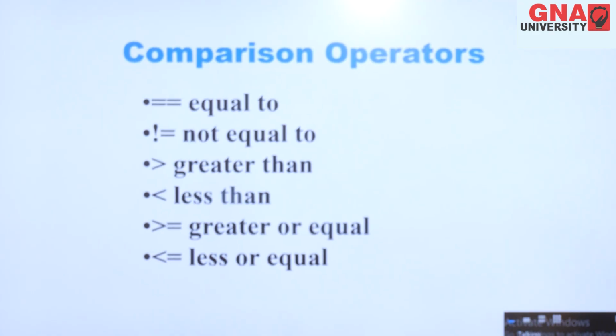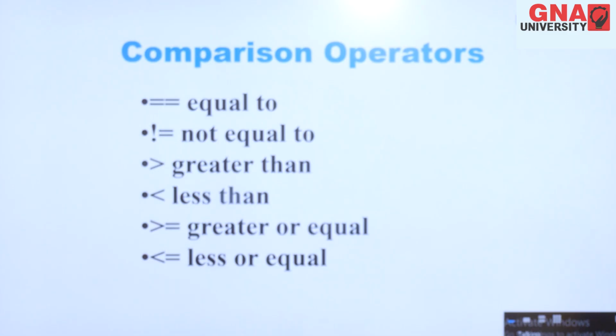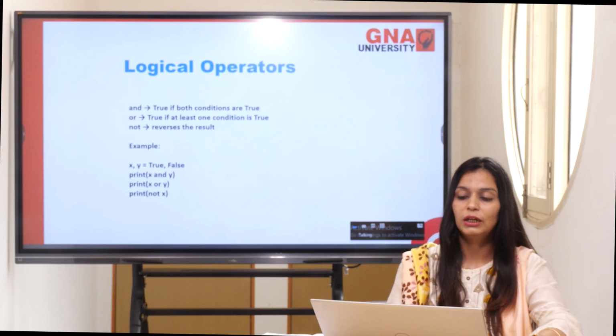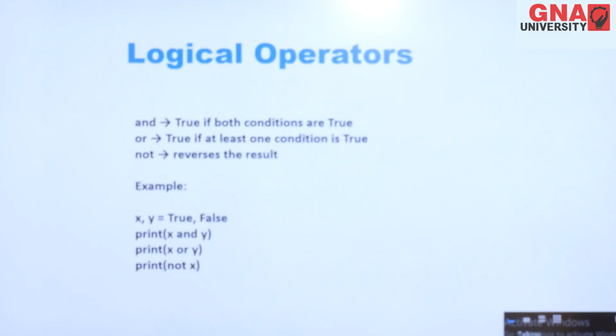Now next operator is the logical operator. Logical operators help us to combine conditions: and needs both conditions true, or needs at least one true, and not is used to flip the result. And is true if both conditions are true, or is true if at least one condition is true. Not is used to reverse the result.